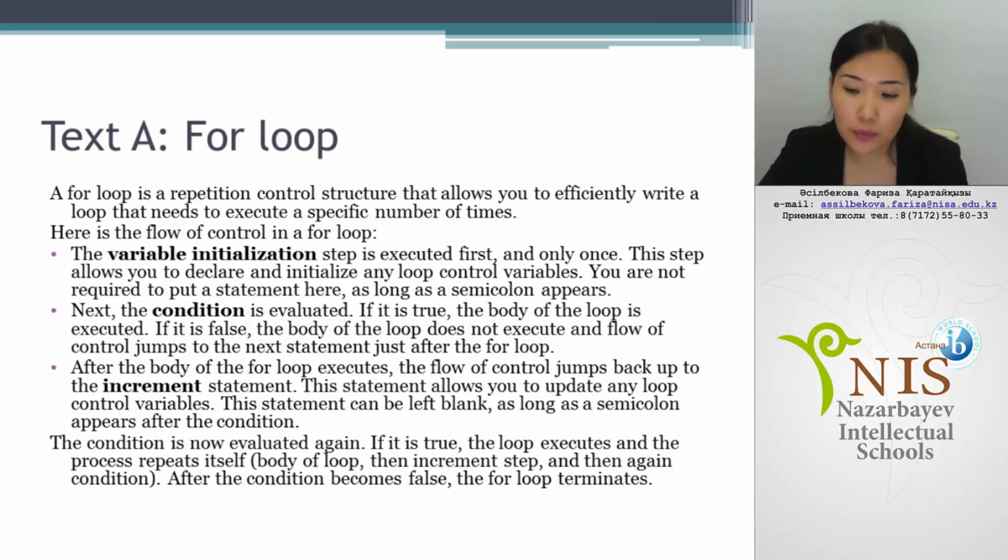If it's true, the loop executes and the process repeats itself. Body of loop, then increment step, then again condition. After the condition becomes false, the for loop terminates.